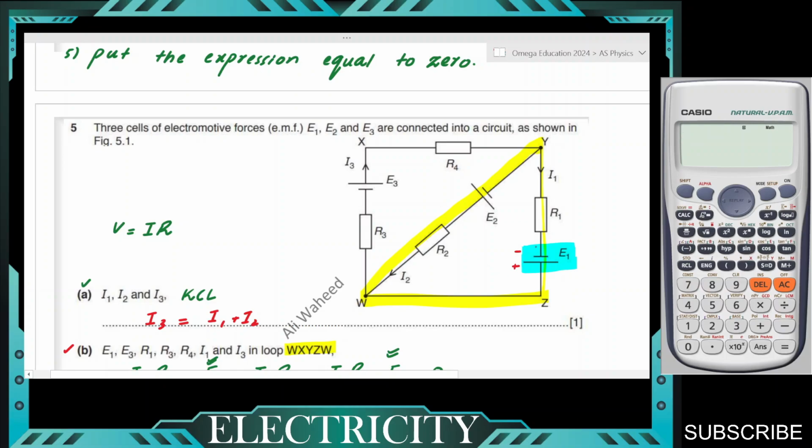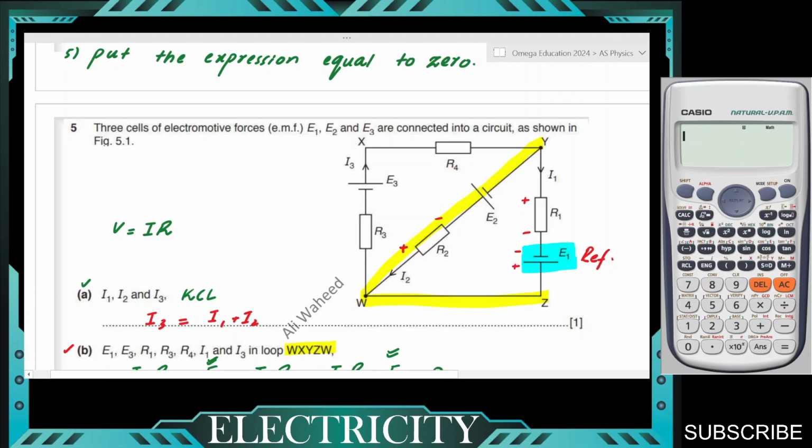Now all the resistors would be marked according to this battery. For example, the resistor R2 touches the positive side of the battery, so this one is positive, this one is negative. And the resistor R1 touches the negative side of the reference battery, so it would be marked this way. Their polarity is marked with respect to the reference battery. I keep repeating, it is marked with respect to the reference battery.